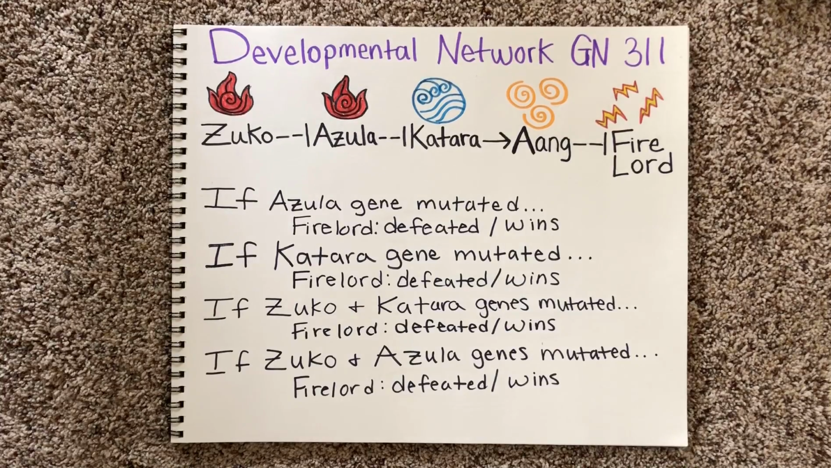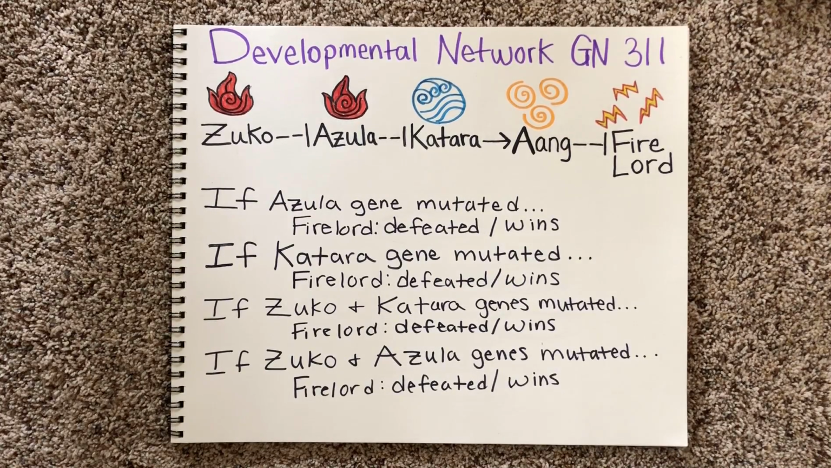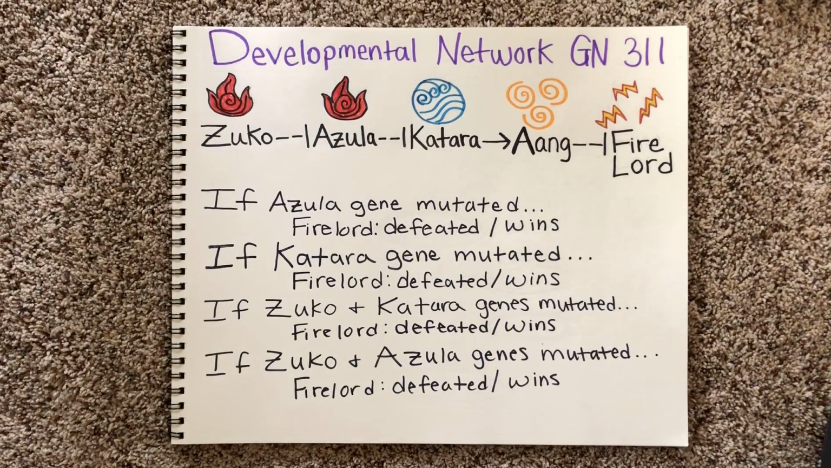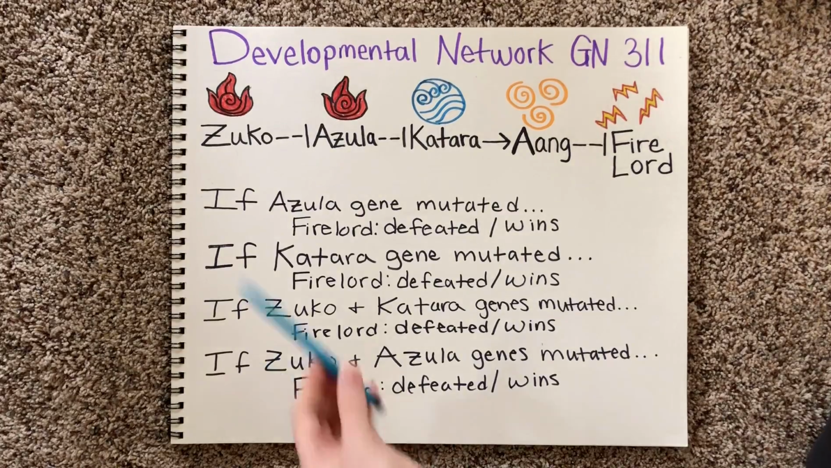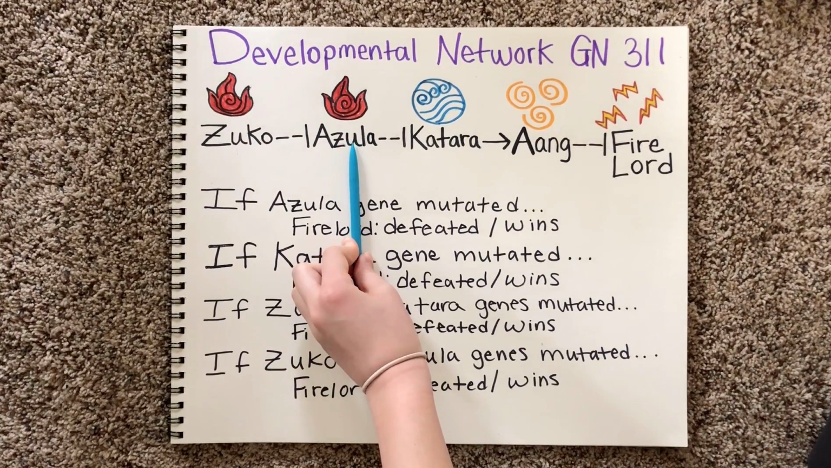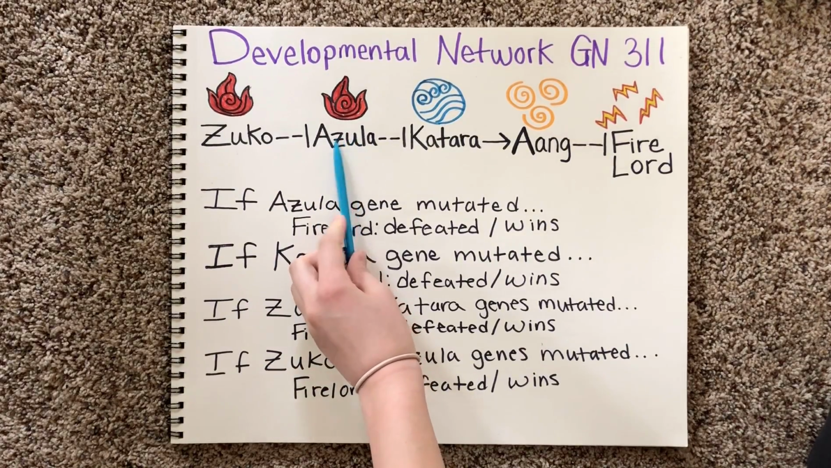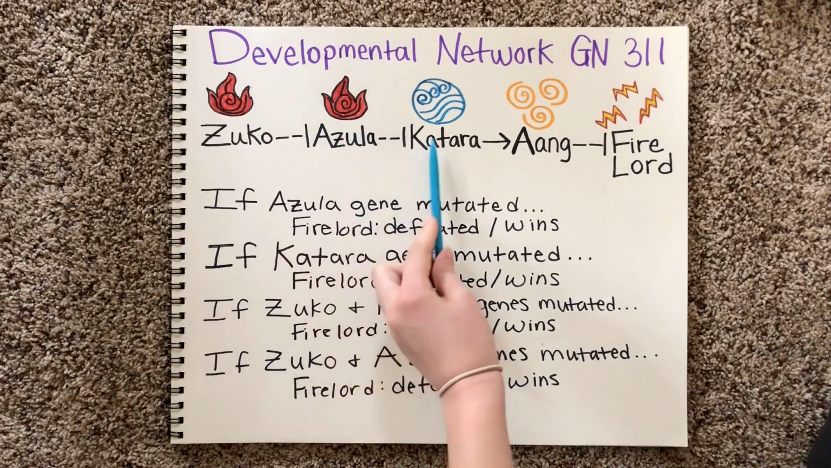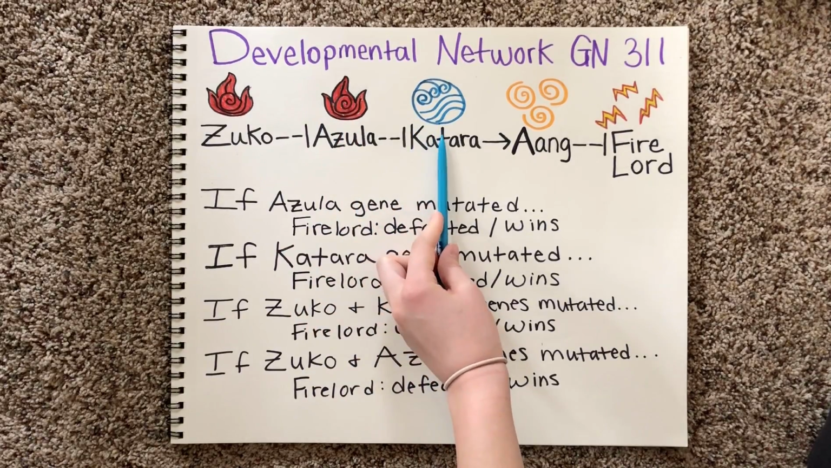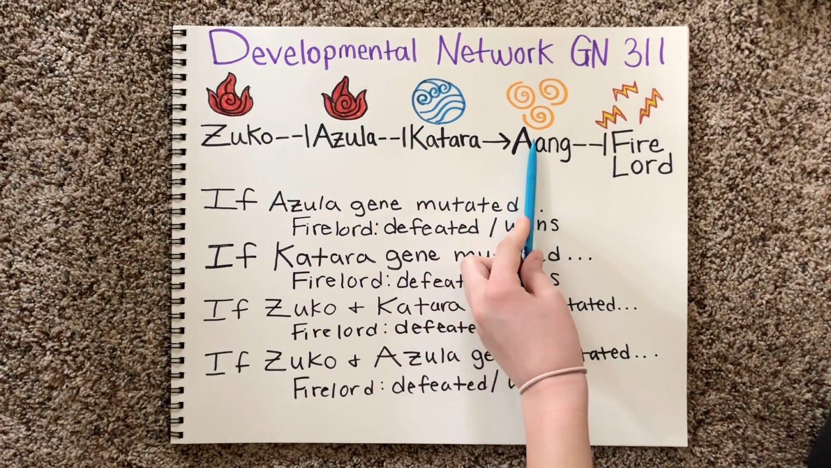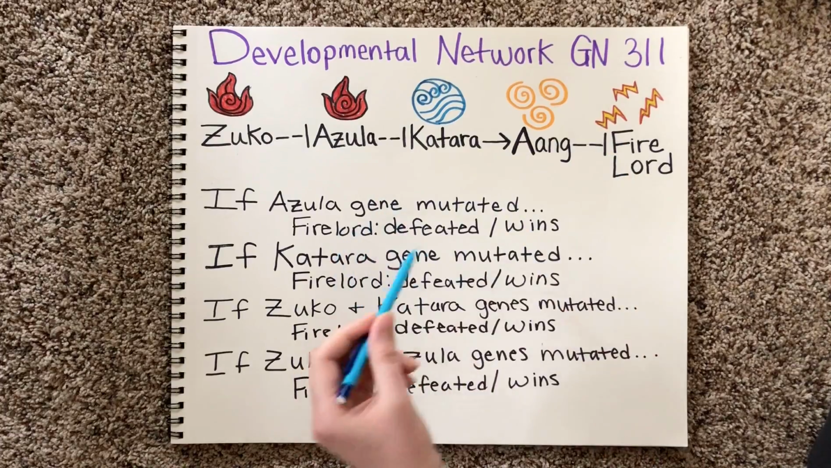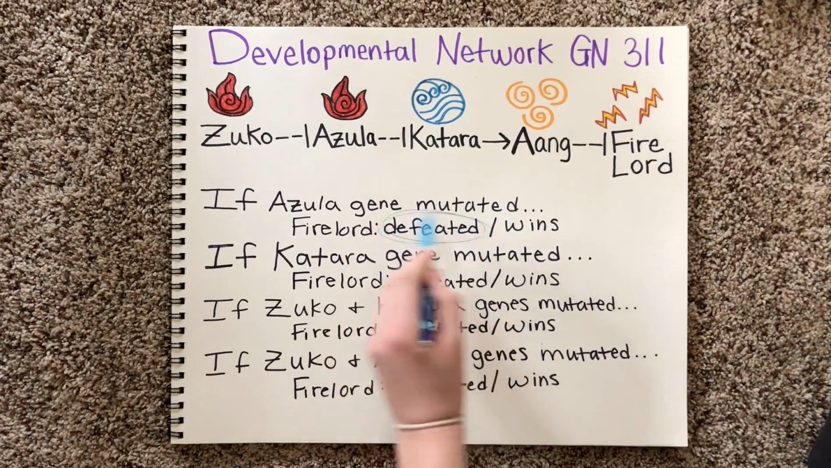We can then look at examples of when there are different mutations in our pathway and see how that will affect our ending phenotypic expression or result. So for example, if there was a mutation in the Azula gene, we would start at her in the pathway. If she is mutated, she cannot get transcribed, so she is not able to inhibit Katara, which means Katara is able to activate Aang. Aang is able to inhibit the Fire Lord, thus defeating him.